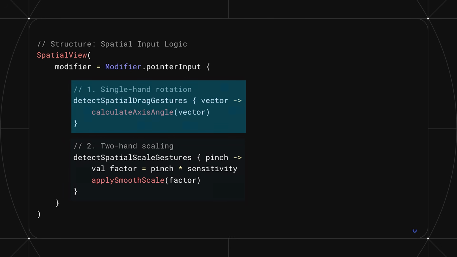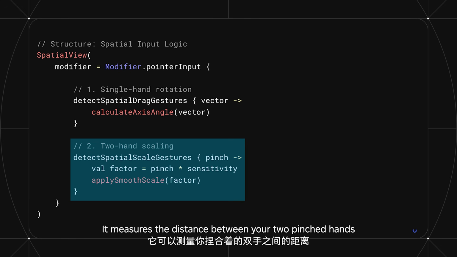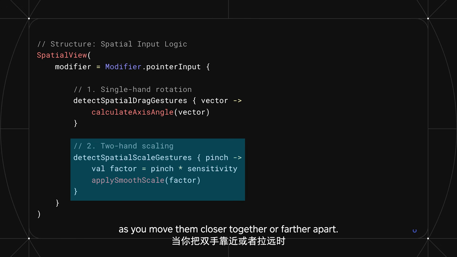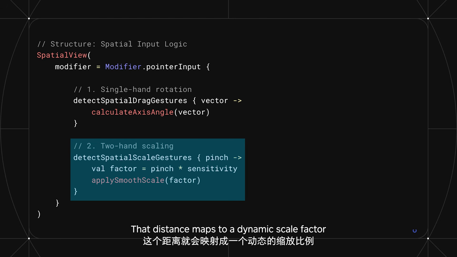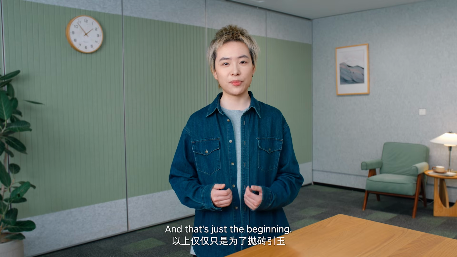For scaling, we use detectSpatialScaleGestures. It measures the distance between your two pinched hands as you move them closer together or farther apart. That distance maps to a dynamic scale factor, which we then apply with smooth interpolation and adjustable sensitivity. So the model expands or contracts naturally, as if it's responding to your hands. And that's just the beginning.